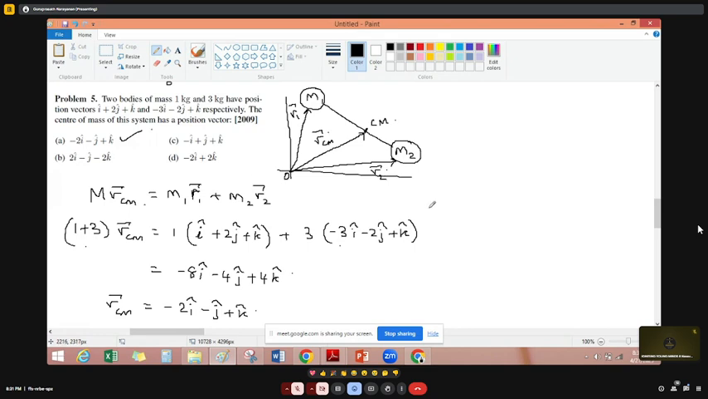Okay, very, very simple if you get this idea. So whether it is 1 dimension, 2 dimension, 3 dimension, doesn't matter at all. If you use this formula, you will get the answer. Very simple.